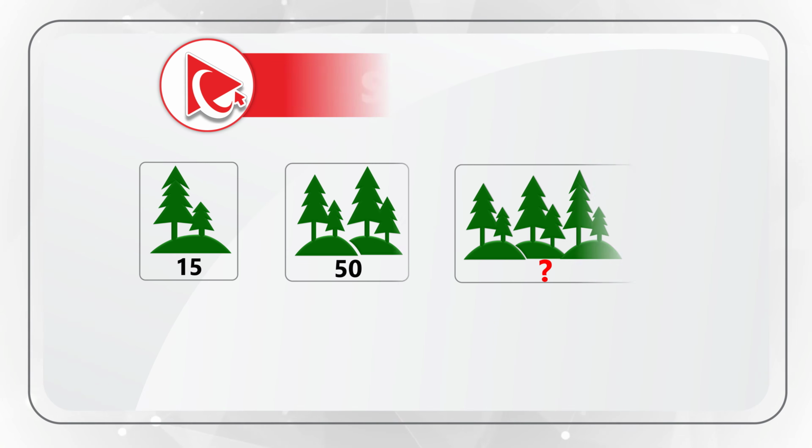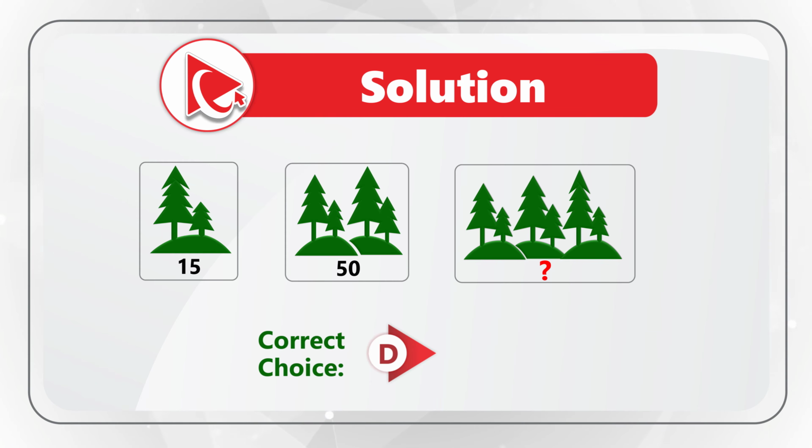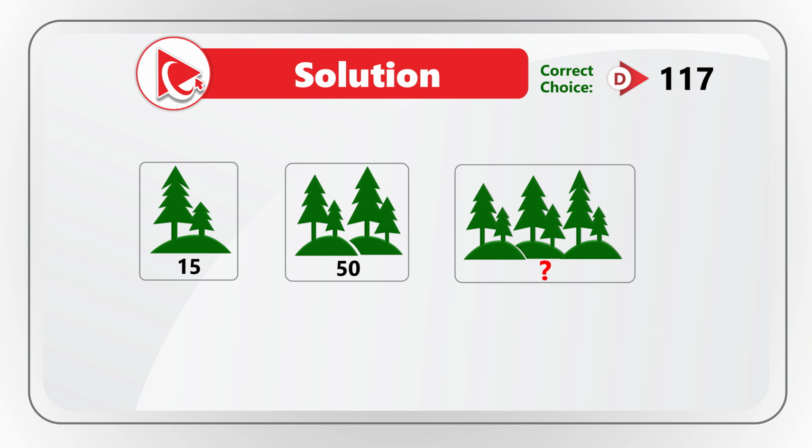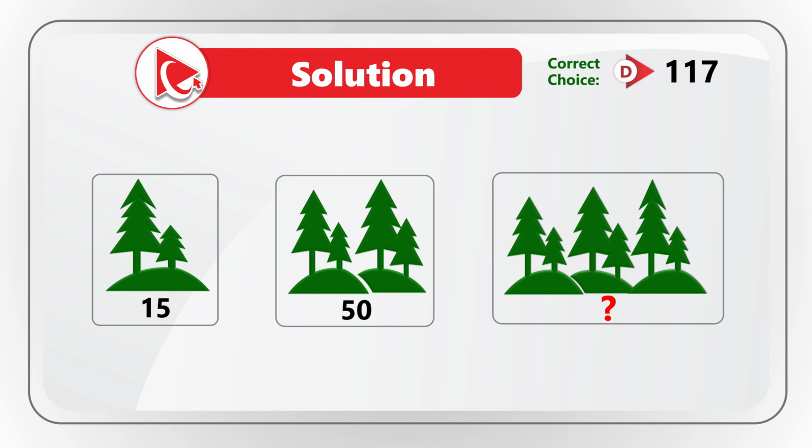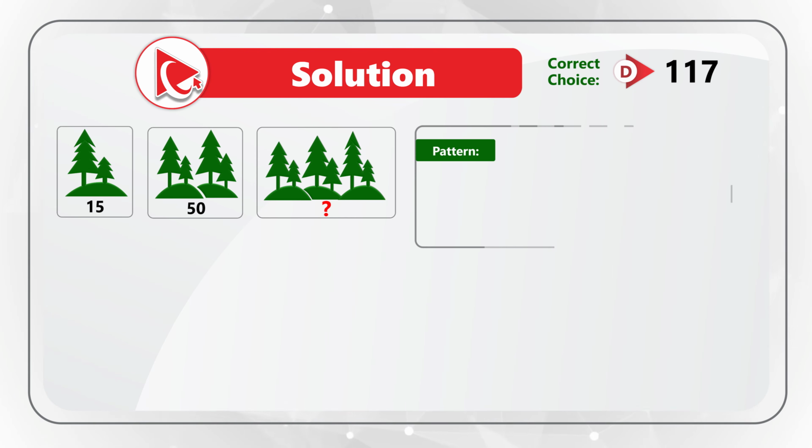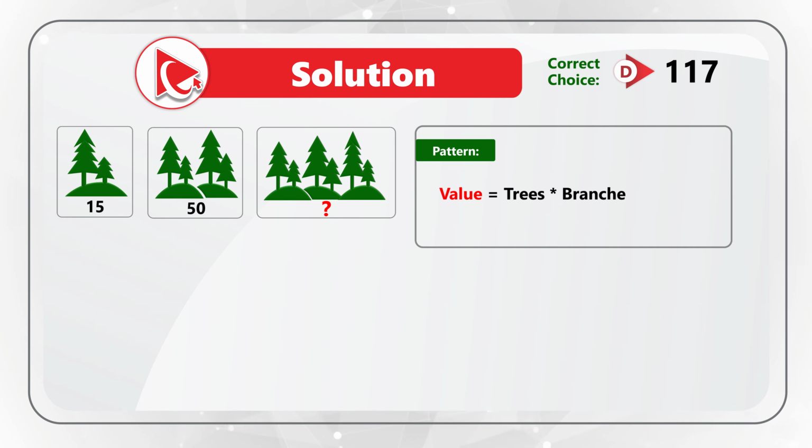As you might have calculated, the correct answer here is choice D, 117. Let's take a close look why. If you take a close look at the images, you will see that each image contains trees, each tree contains a certain number of branches, and trees are placed on the berms. The pattern is calculated as number of trees multiplied by number of branches on the trees, and you incrementally add the number of berms to calculate the number at the bottom.